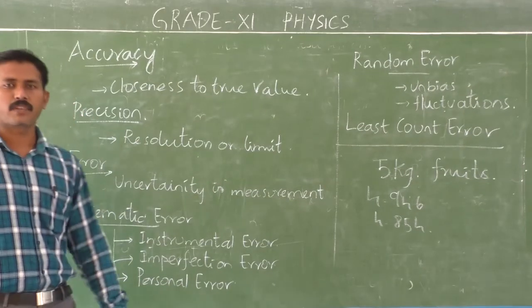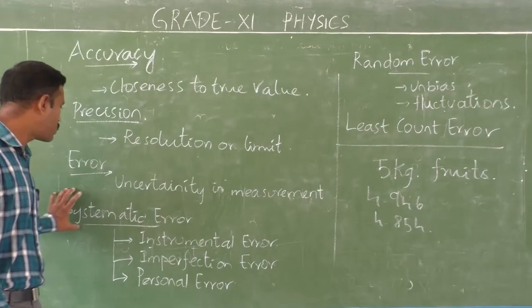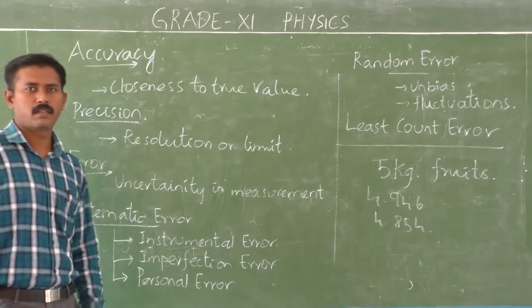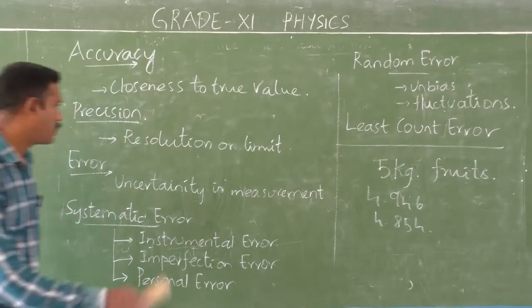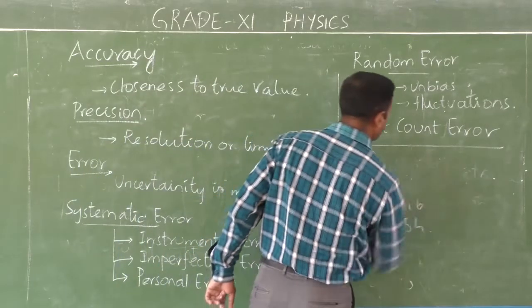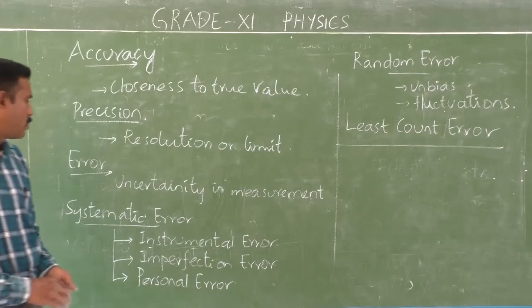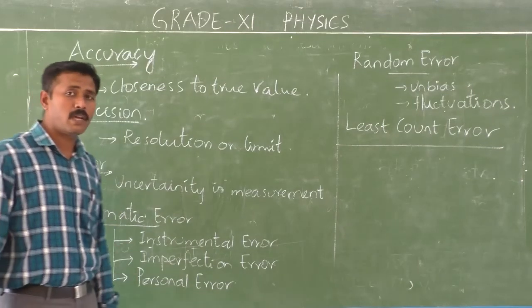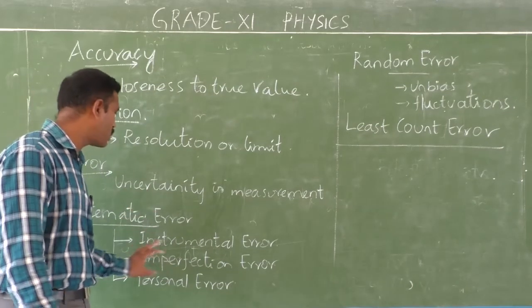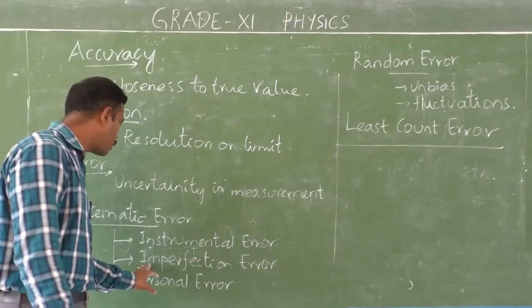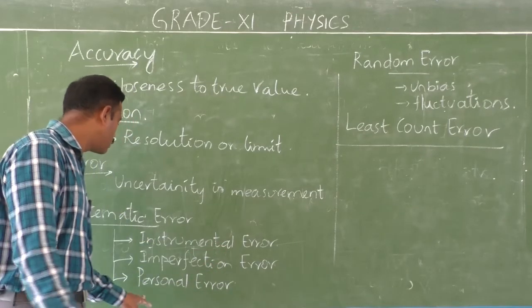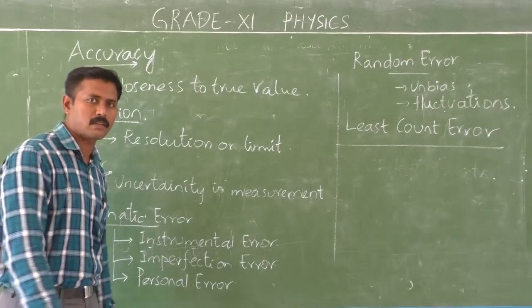What are the types of errors? Systematic error. Under systematic error, we have 3 subdivisions. First one is instrumental error. Next one is imperfection error. The third one is personal error.